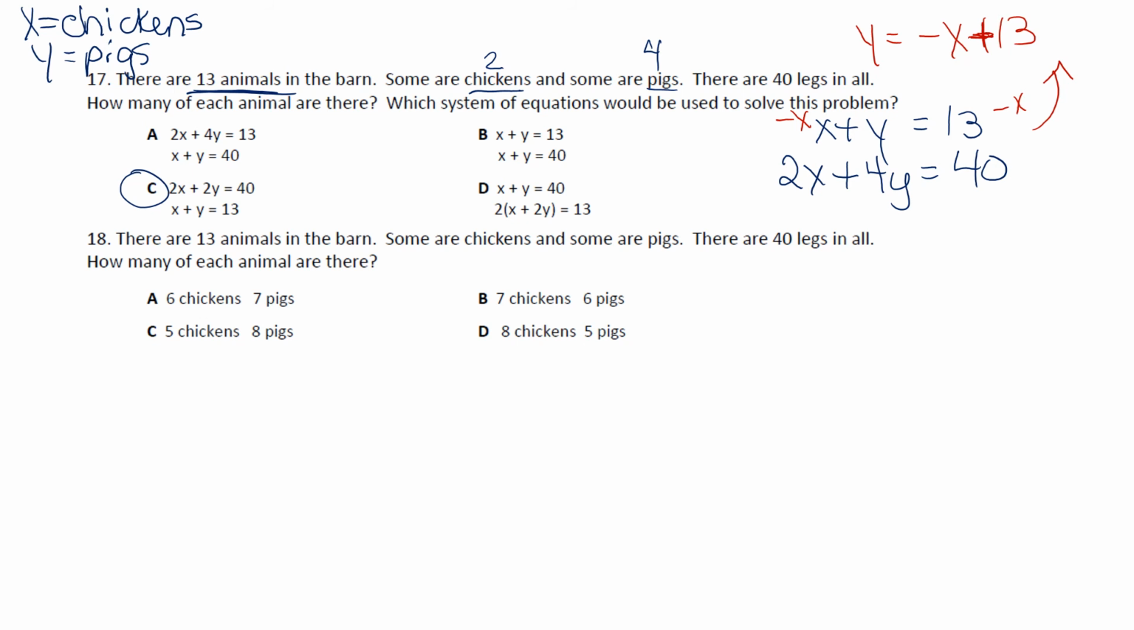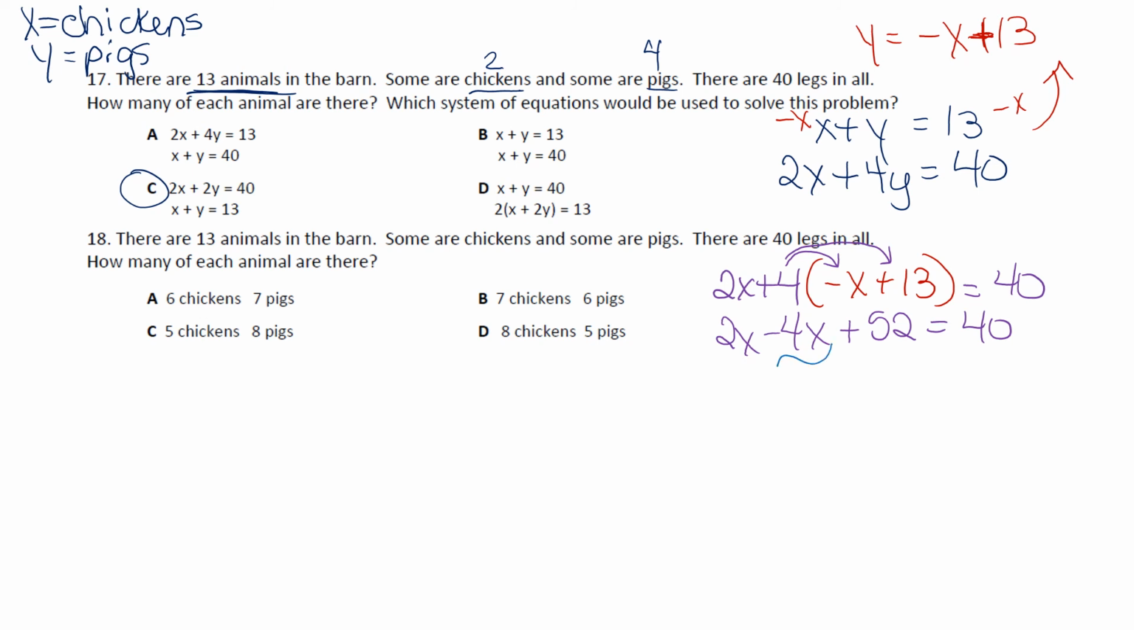So we have our 2x plus 4 in parentheses. We're going to plug in the negative x plus 13. And that would equal 40. You want to do your multiplication. You got to distribute to do that multiplication there. So 2x plus, I'm sorry, that's not going to be a plus, because 4 times negative x is negative 4x. And then 4 times 13, 52, equals 40.